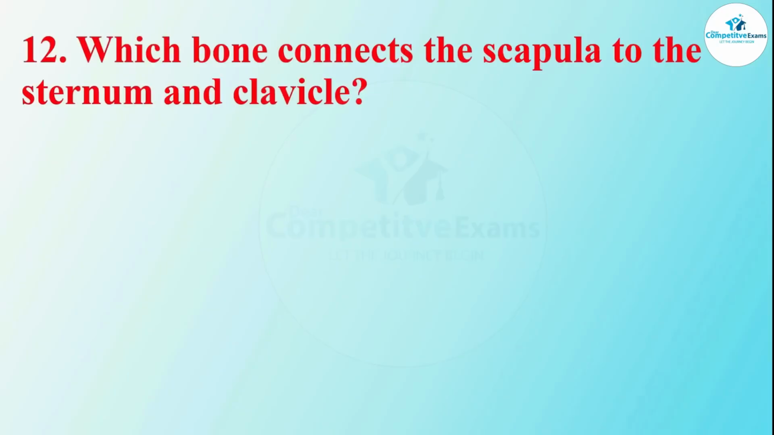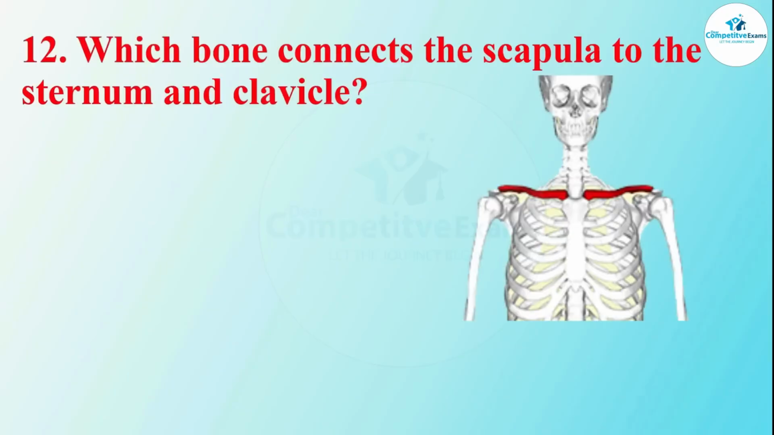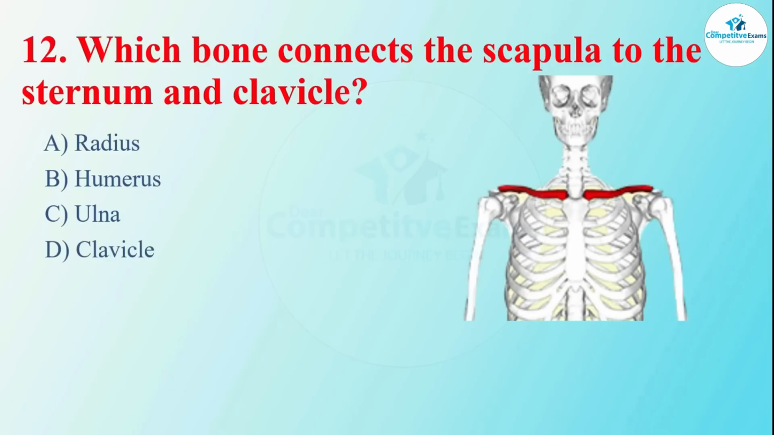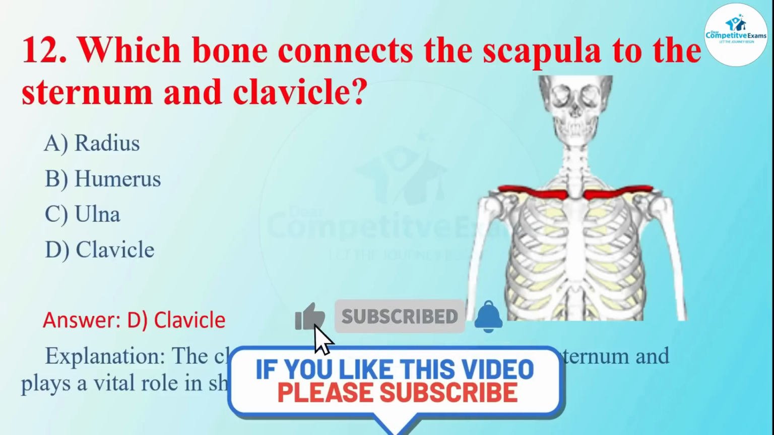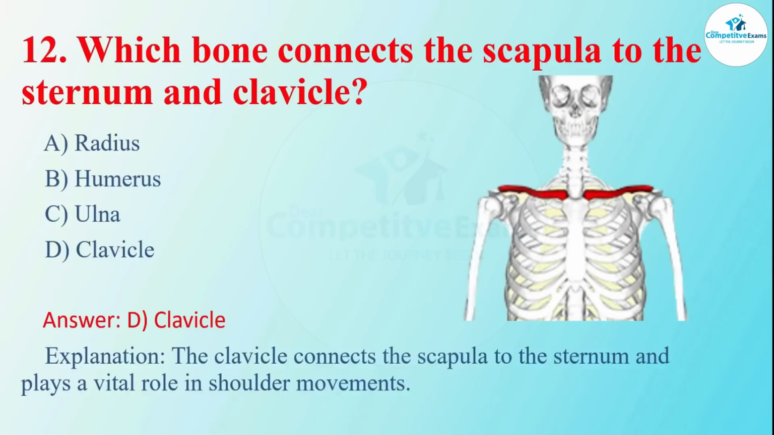Which bone connects the scapula to the sternum and clavicle? So which bone connects the scapula to the sternum and clavicle? Your options are radius, humerus, ulna, clavicle. Answer is clavicle. The clavicle connects the scapula to the sternum and plays a vital role in shoulder movements. Let's move on to question number 13.